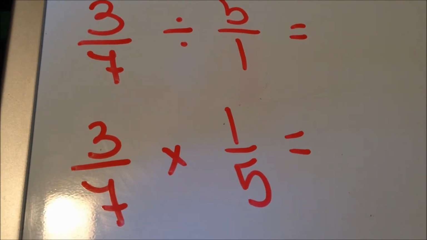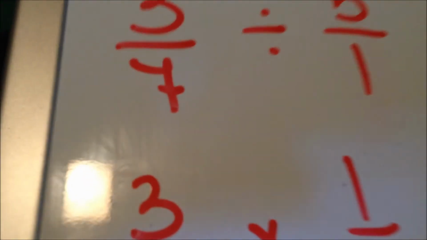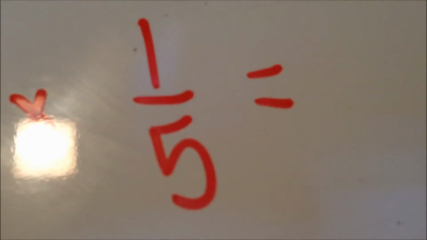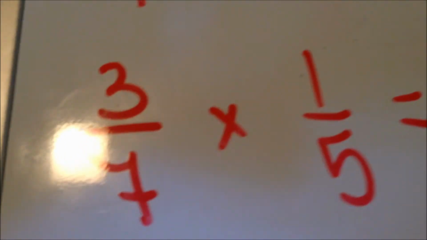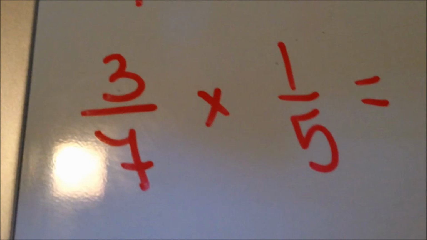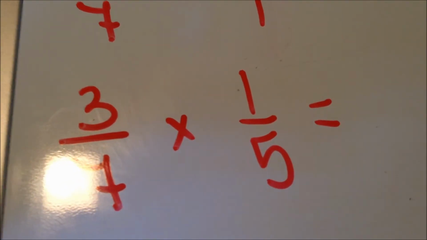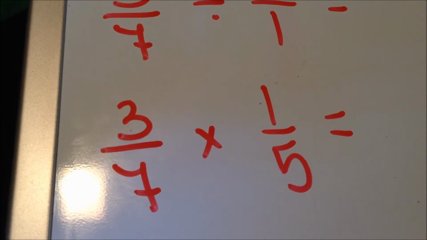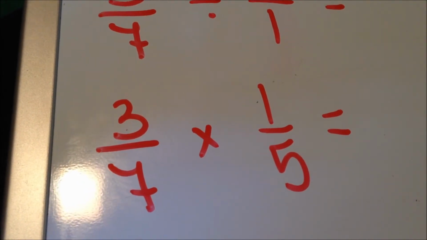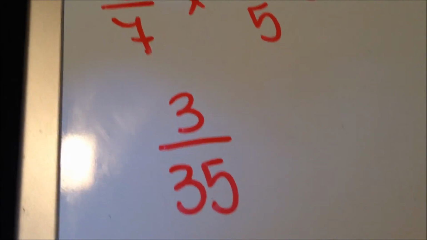You next want to look for any cross-reducing possible. Can 3 and 5 cross-reduce? No. Can 1 and 7 cross-reduce? No. Are 3/7 and 1/5 both in lowest terms? Yes, they are. So our final answer is 3 times 1 over 7 times 5, which is 3/35.